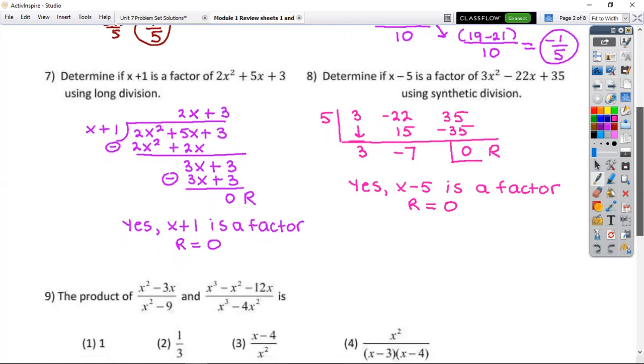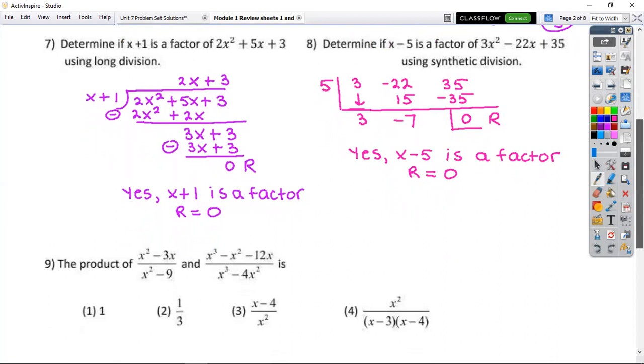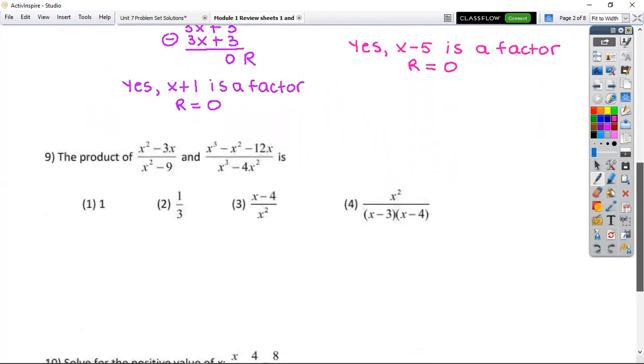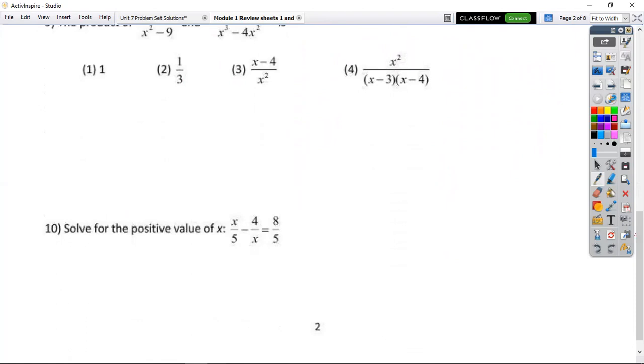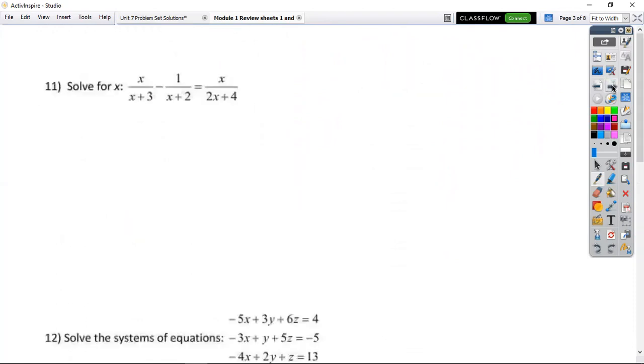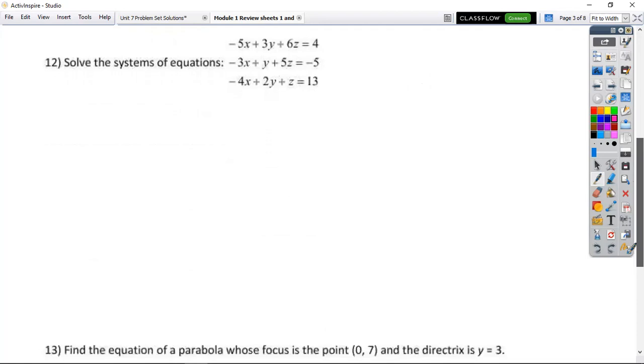Okay. 9, I'm going to skip. We did that yesterday. That's factor and cancel. Number 10, I'm going to skip. That is an equation where you're going to find the common denominator. Again, you are more than welcome to go back and do those if you'd like. You know where to find the answers. Similarly, number 11, what would 11 be? Common denominator. We did it yesterday. I'm skipping it.